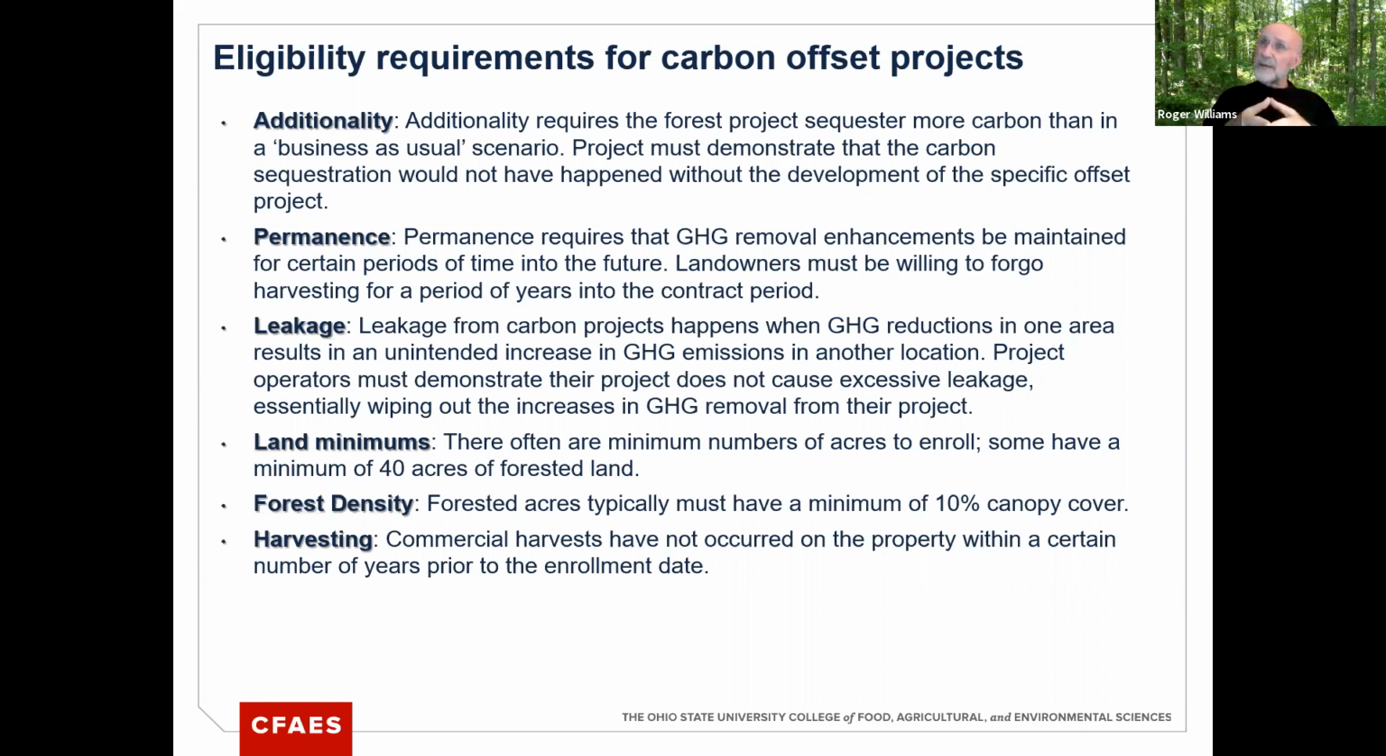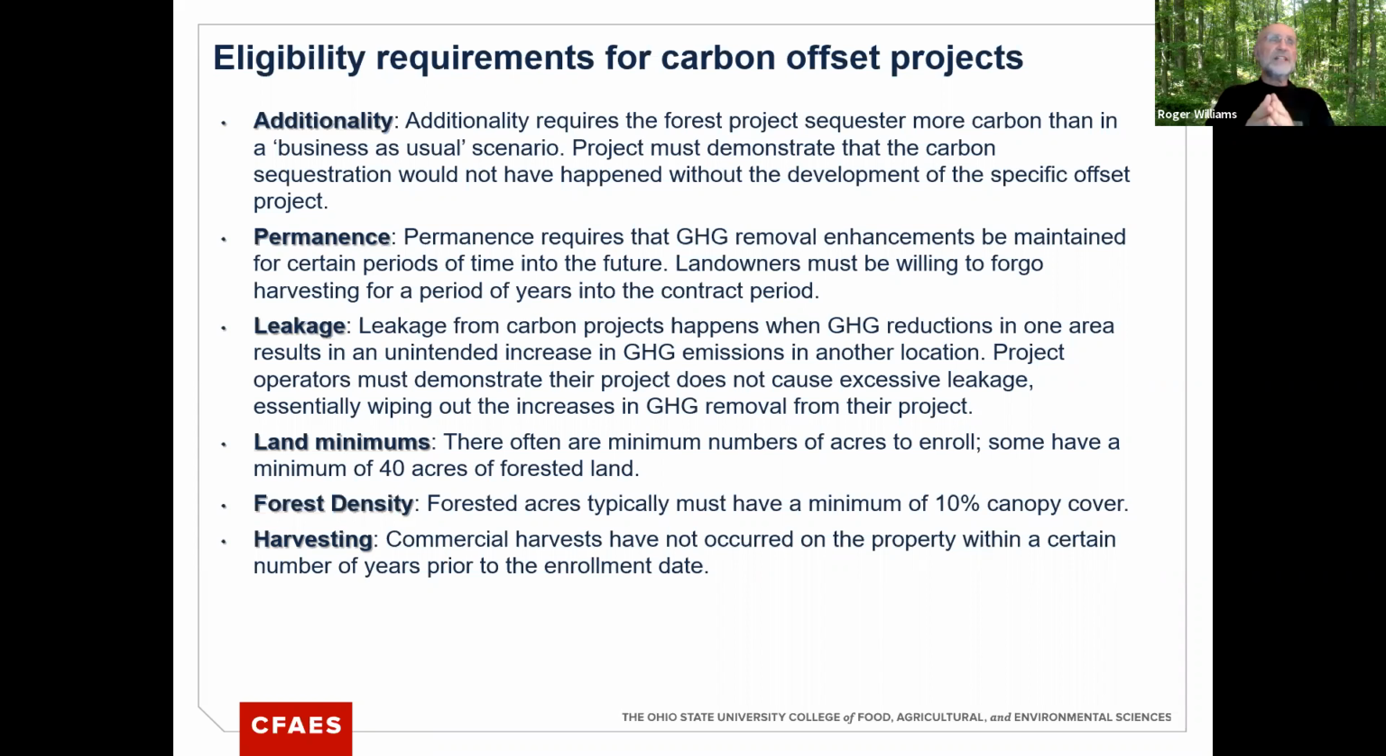Sometimes there are land minimums, right? There is often a minimum number of acres to enroll. Some have a minimum, for example, of 40 acres of forest land that you need to have, all right. Forest density, some have minimums, something like 10% canopy cover, all right? Now, how do you define canopy cover and so forth? Well, like I say, these are some generalities, but when you start looking at what the requirements are, then you can get to what they specifically want in terms of what those minimums are.